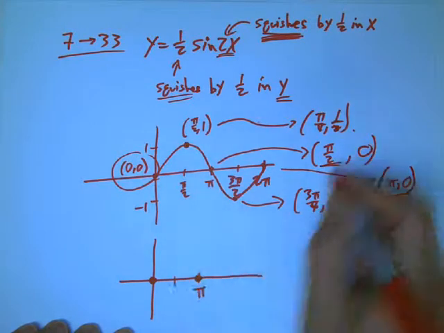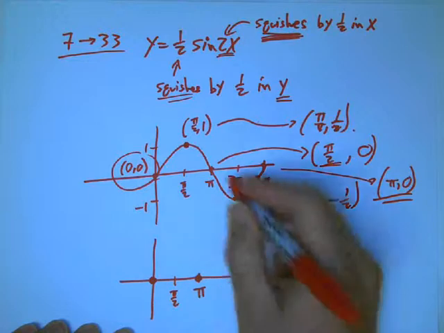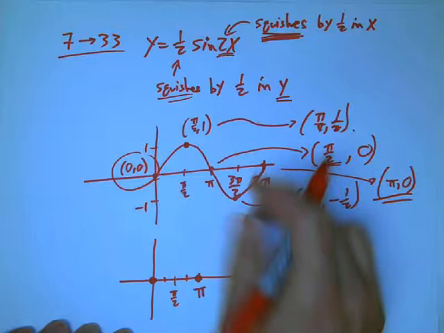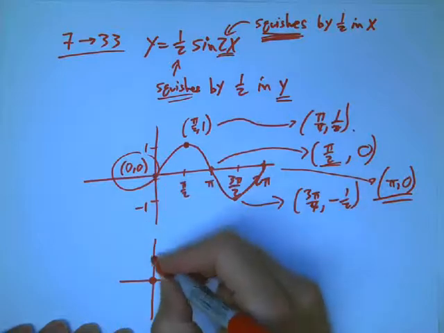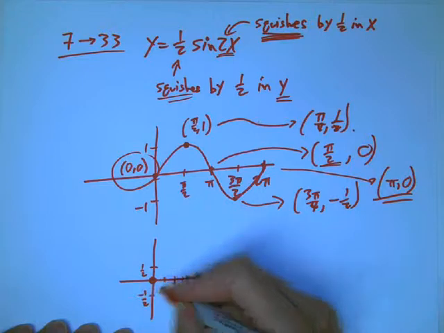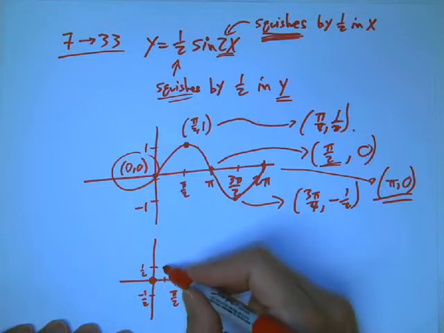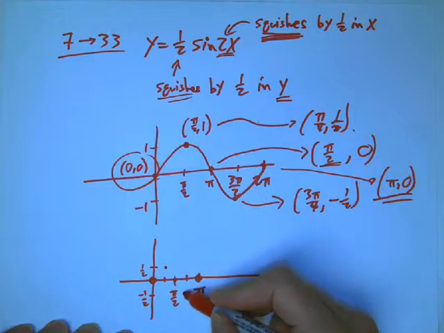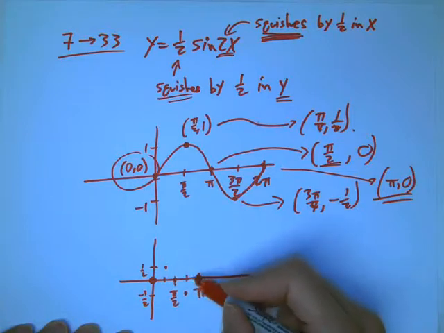Pi over 2, oh yeah, that makes sense. And then the pi over 4 and the 3 pi over 4 are just going to be the quarters of that. And so this pattern is going to get squeezed down. Now it's going to go only up to 1/2 and minus 1/2. And so here's pi over 4 comma 1/2. Here's pi over 2 comma 0. 3 pi over 4 comma minus 1/2, and pi comma 0.